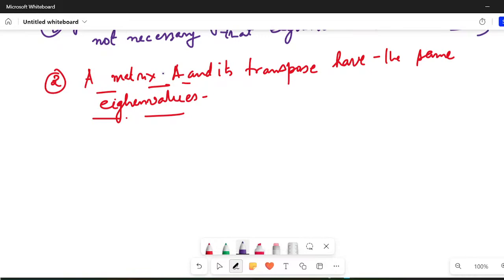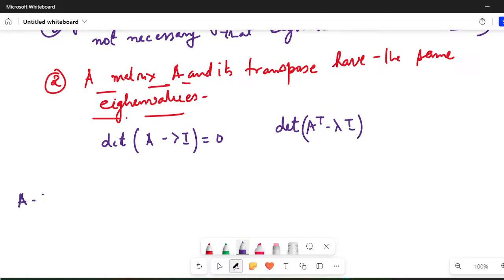Okay, so for a matrix A, if I want to find the eigenvalues, then it is the determinant of A minus lambda I equal to 0. And for its transpose, I'll write A transpose minus lambda I. Whether you do this or this, they are one and the same thing. And always remember, identity transpose is identity itself. And if lambda is a real number, it's not going to change. So overall, this is equal to A transpose minus lambda I.